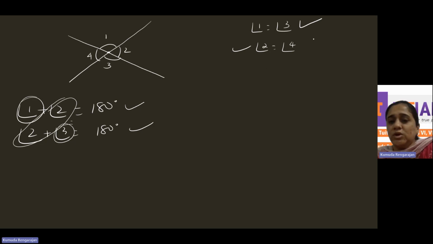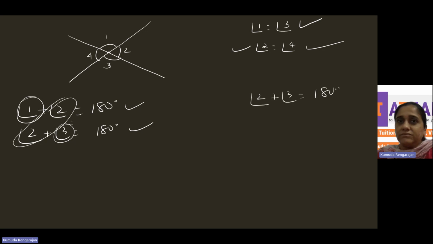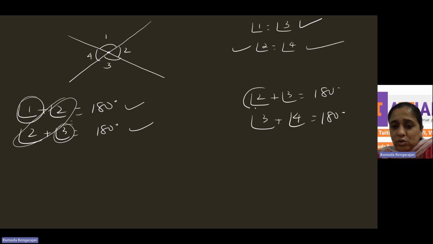Now to show that 2 is equal to 4, I will write angle 2 plus angle 3 is equal to 180. Angle 3 plus angle 4 is equal to 180. I'll write these two because I have angle 2 here and angle 4 here. And the remaining two angles are equal.